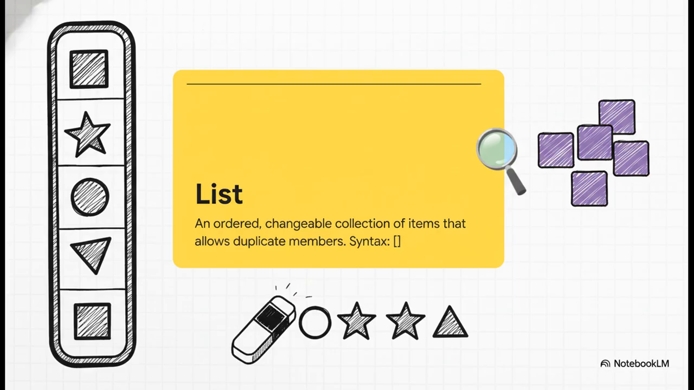Well, the definition gives us three key things to remember. First, it's ordered. That means it keeps your items in the exact sequence you put them in. Super important. Second, it's changeable, so you can mess with it after you create it. And third, it allows duplicates. You can have the same item in there 5 times if you want, no problem.